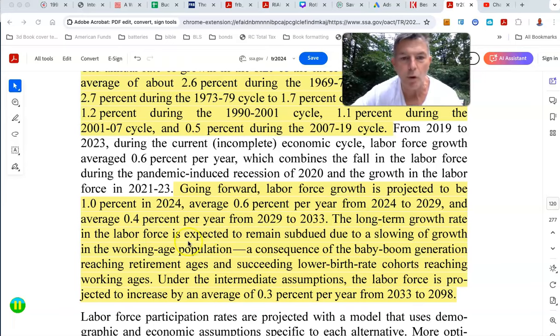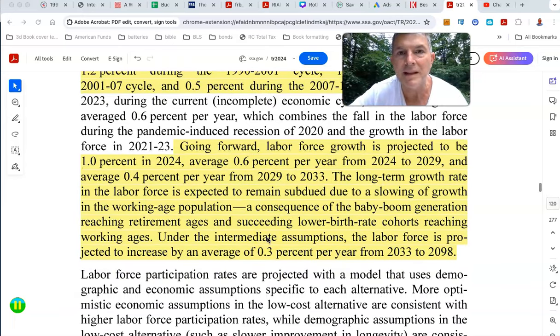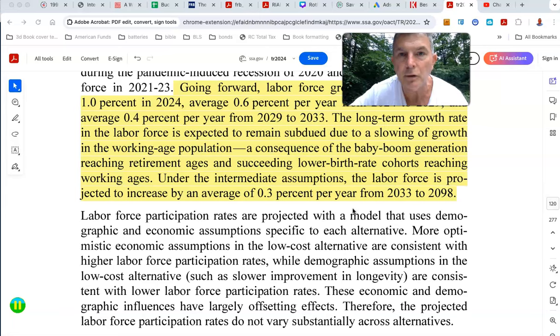The long-term growth rate of the labor force is expected to remain subdued due to slowing growth of the working-age population. The consequence of the baby boom generation reaching retirement ages and lower birth rates among you, right there.